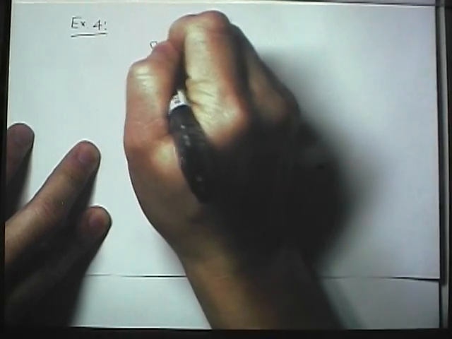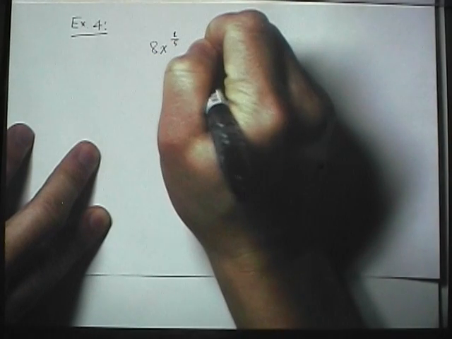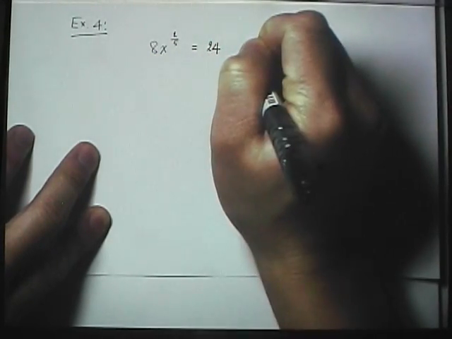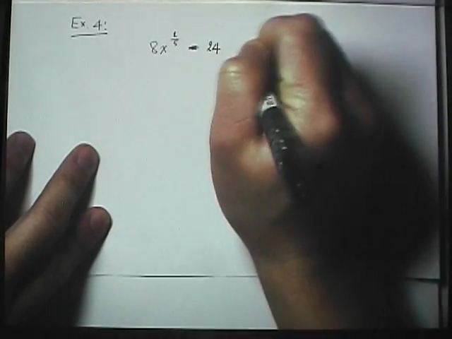Another one similar to this. So you have here, example number 4. I have 8x to the 2/5 equals 24. Actually, minus 24 equals 0.